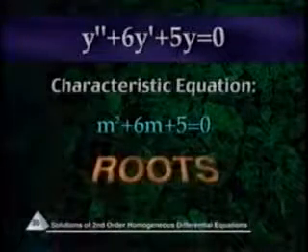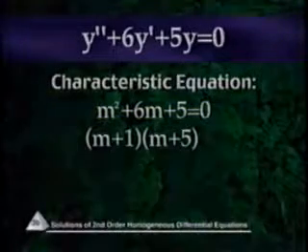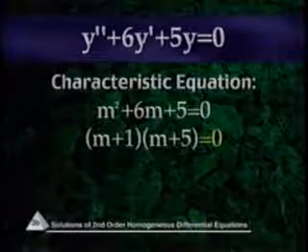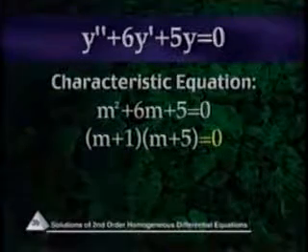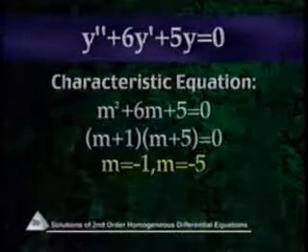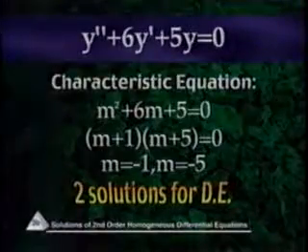Now let's find the roots of this equation. To find the roots of this polynomial, we can factor the equation into the quantity m plus 1 times the quantity m plus 5. Setting each factor equal to 0, we get m equals -1 and m equals -5. These two values for m will give us two solutions for the differential equation.